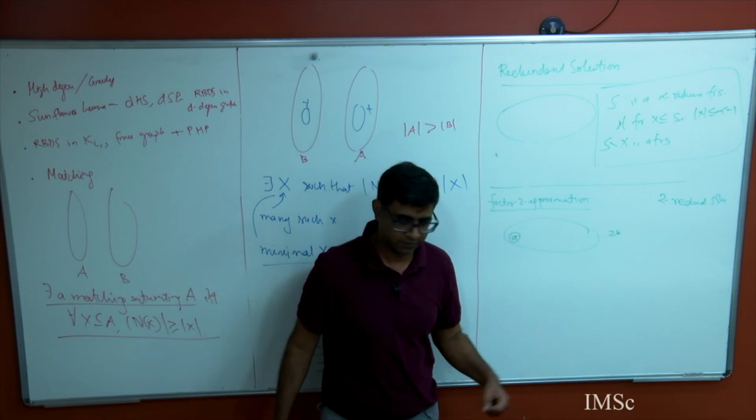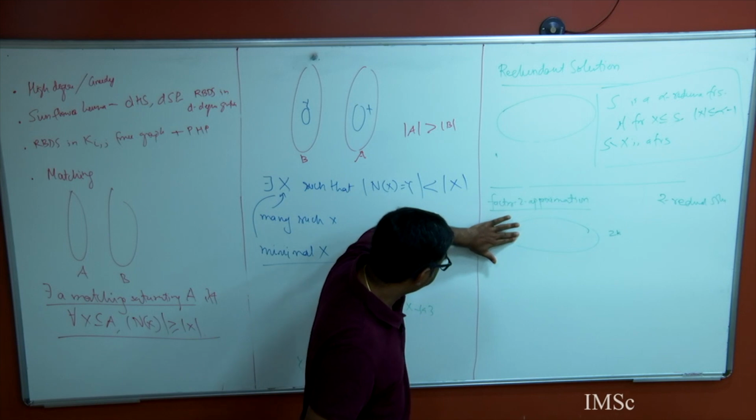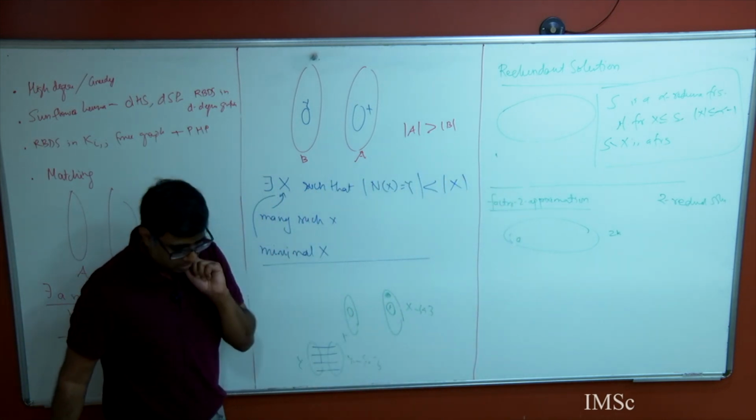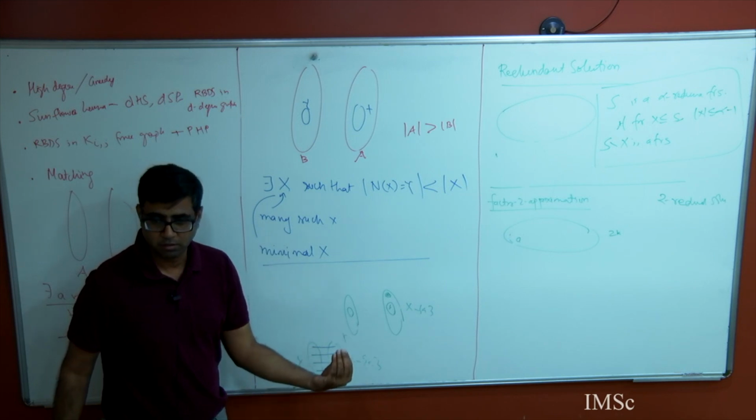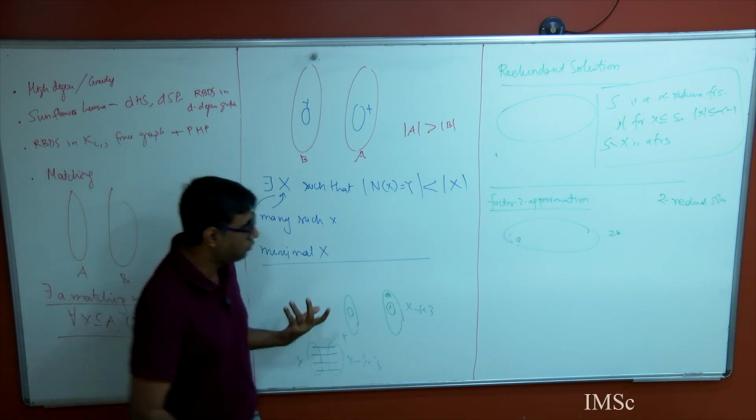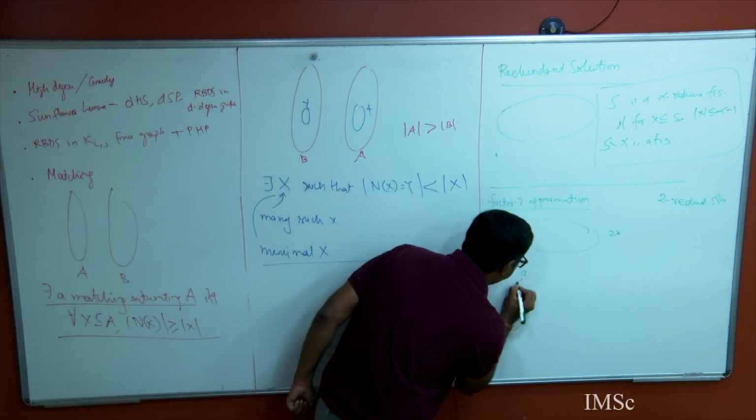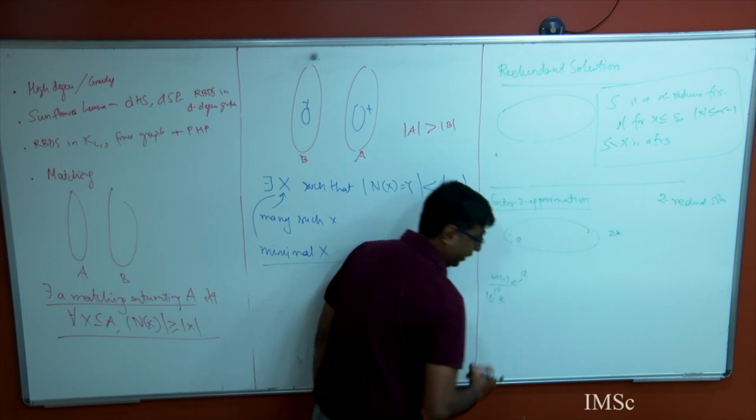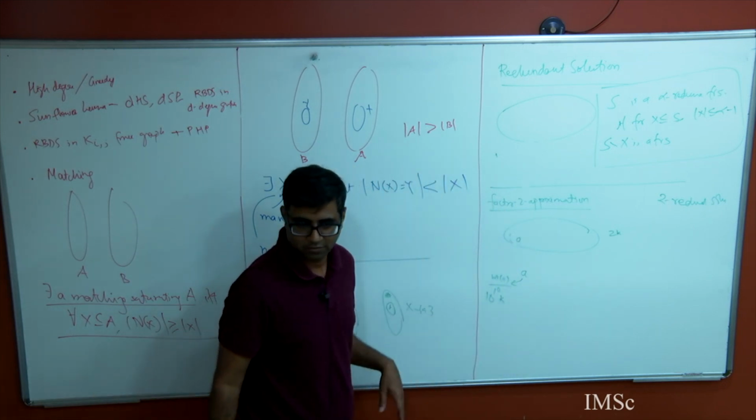So how do I create this? What I told you is this. Now let's make A undeletable. How do I make A undeletable? I put the weight of A as 10 to the power 10 k, some big number.